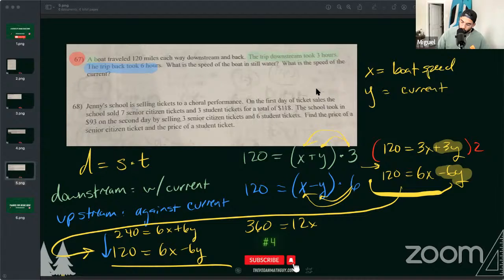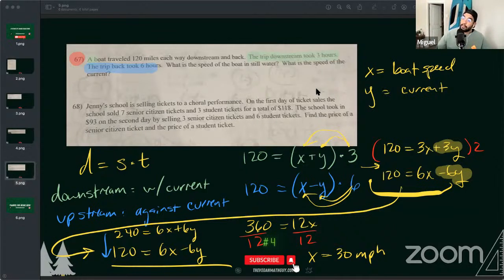And in order to solve for x, let's divide both sides by 12, and we get x is equal to 30. Awesome. That is the speed of the boat. And this is going to be miles per hour. Why miles per hour? If you look at the problem itself, you're traveling 120 miles in 3 hours or 6 hours. So it's going to be miles per hour.